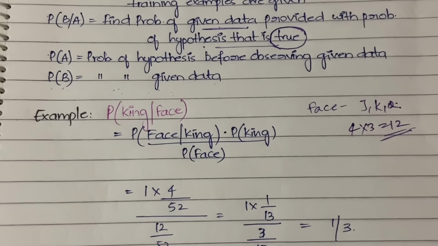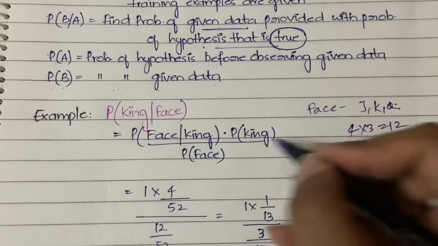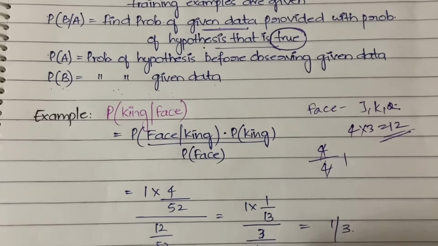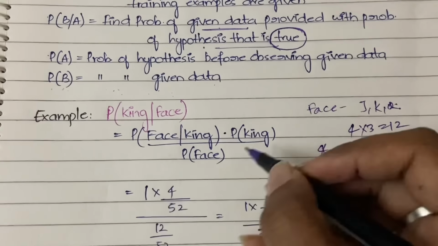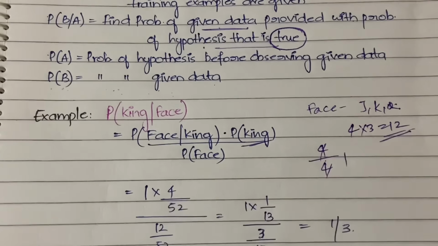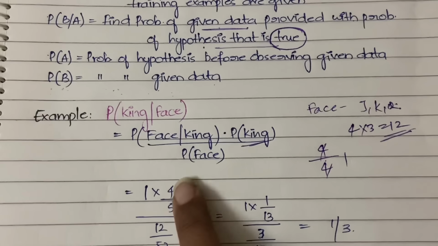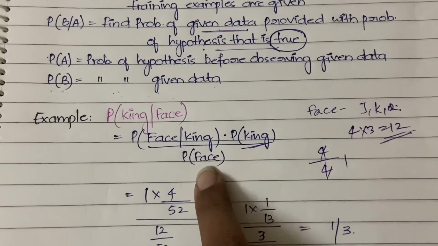So how many face kings do you have? 4, right, total. And how many kings do you have? 4. So 4 by 4, you'll get 1 as the probability. So 1 into P of king. So probability of king among 52 cards. How many kings do you have in 52 cards? You have 4 kings, right? So one for heart, one for spade, one for diamond, and one for the other suit. So total 4 kings you'll have. So 4 by total of 52 cards, 4 by 52, divided by probability of face.